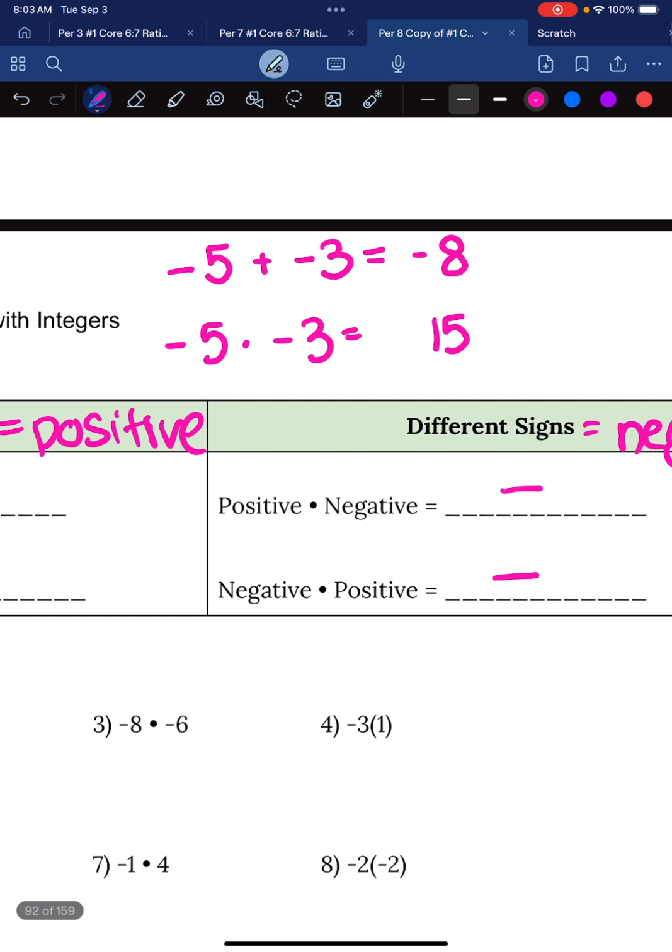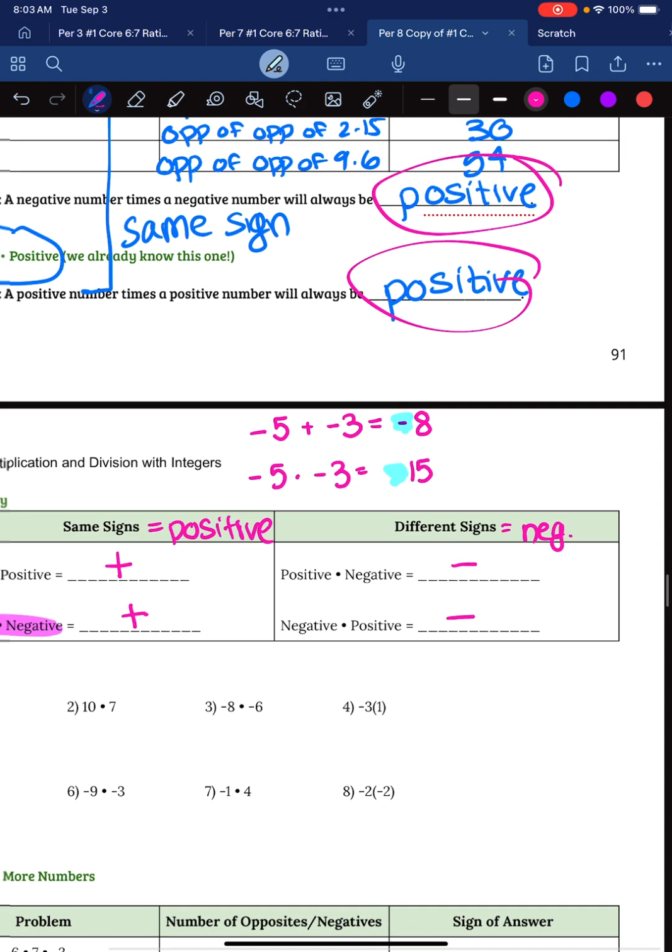So people get confused there. When you're adding or subtracting with 2 negatives, it's a negative answer. When you're multiplying or you're going to find out dividing 2 negatives, it's a positive answer. And that's something that confuses people. So try to keep that straight in your heads. Adding and subtracting have different rules.